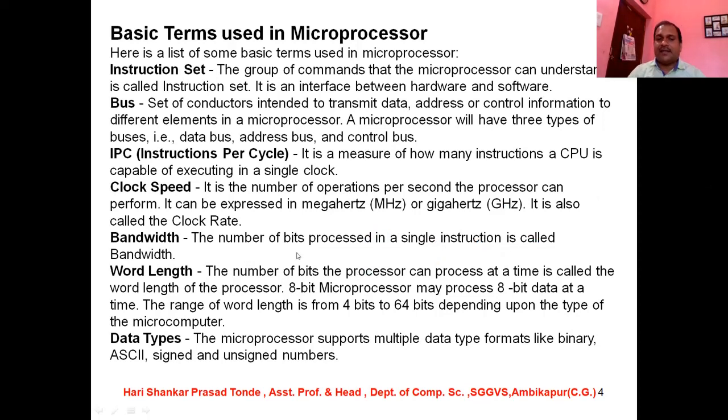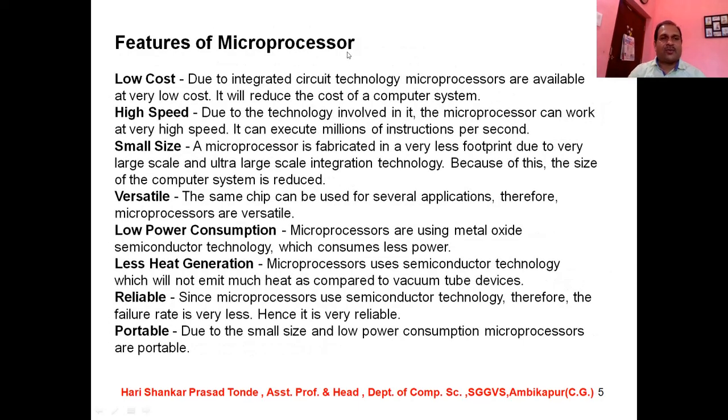What is word length? The number of bits the processor can process at a time is called the word length of the processor. And data types: various types of data are used by us. The microprocessor supports multiple data type formats like binary, ASCII, signed and unsigned numbers. So these are the basic terminologies with which we are going to understand the microprocessor.